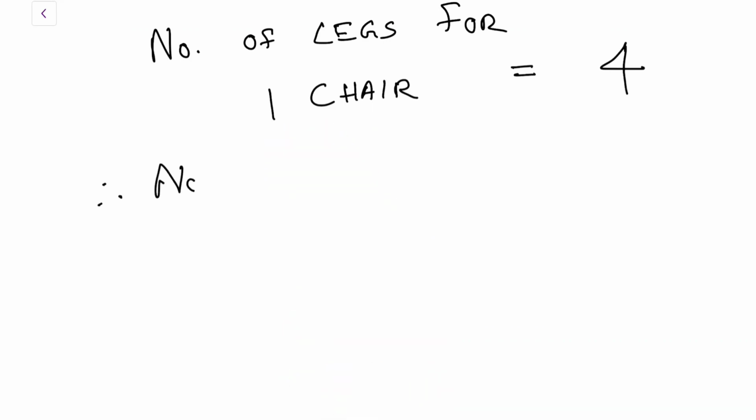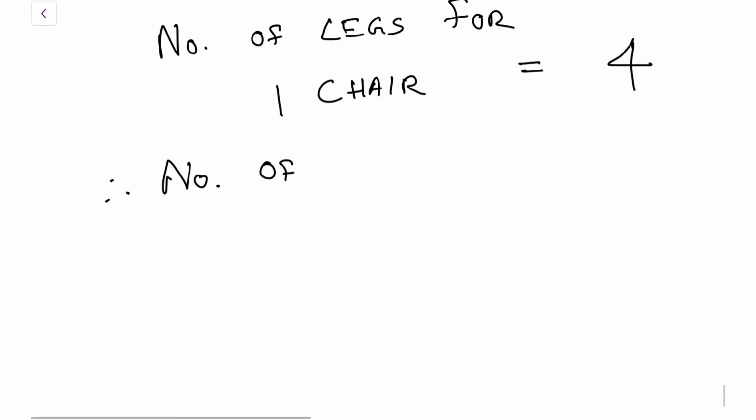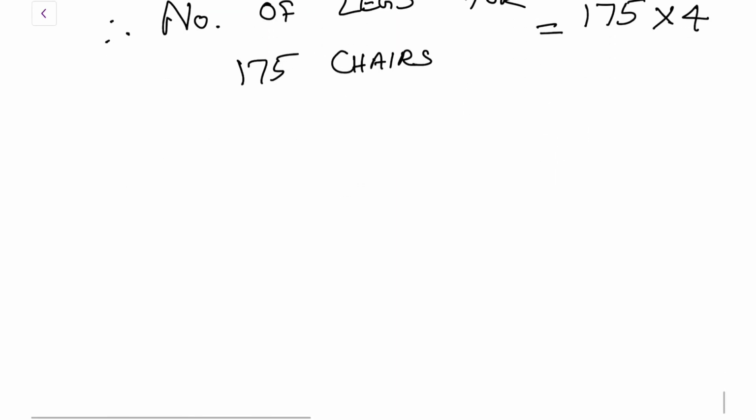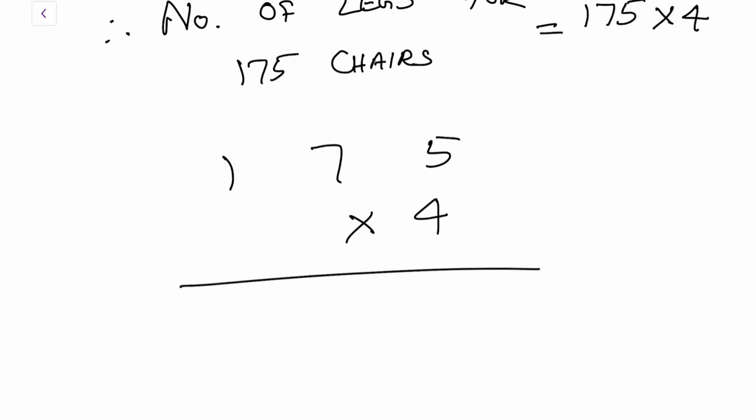So therefore, number of legs for how many chairs? 175 chairs. What is the easy way to calculate this? You can't go ahead and start counting all the legs. So the easy way to do it is to multiply 175 into 4. Let's do that. 175 into 4.